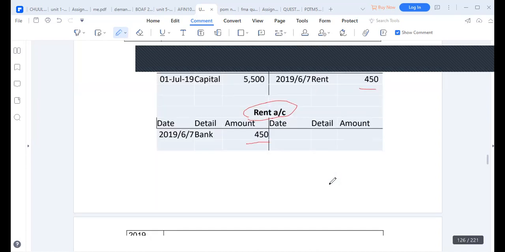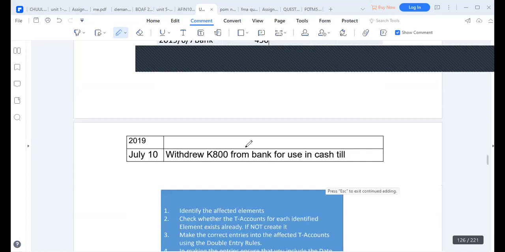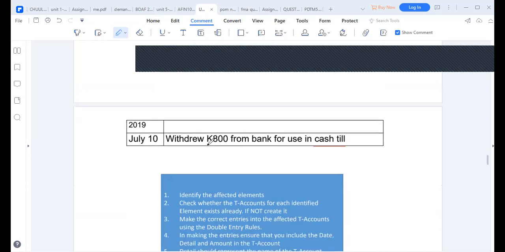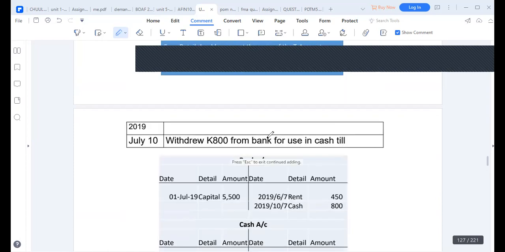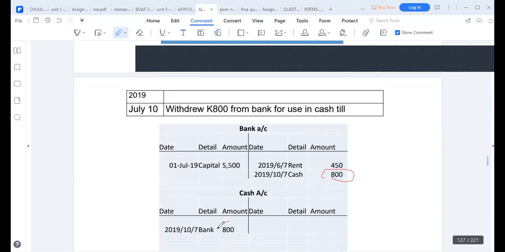Are we together? Are we following? I want somebody else to help us. Withdrew cash from bank for use in the cash till, 800. So this is called a contra entry. Money is being used within the same system. So the bank account is giving us money, which is 800. But the cash account, like at the office, is receiving the same 800 for running. So for every debit entry, there should be a corresponding credit entry.